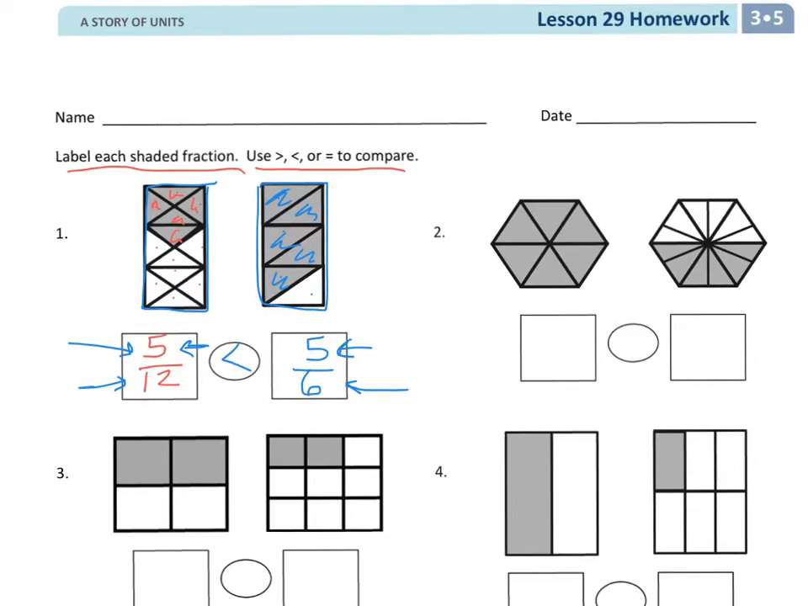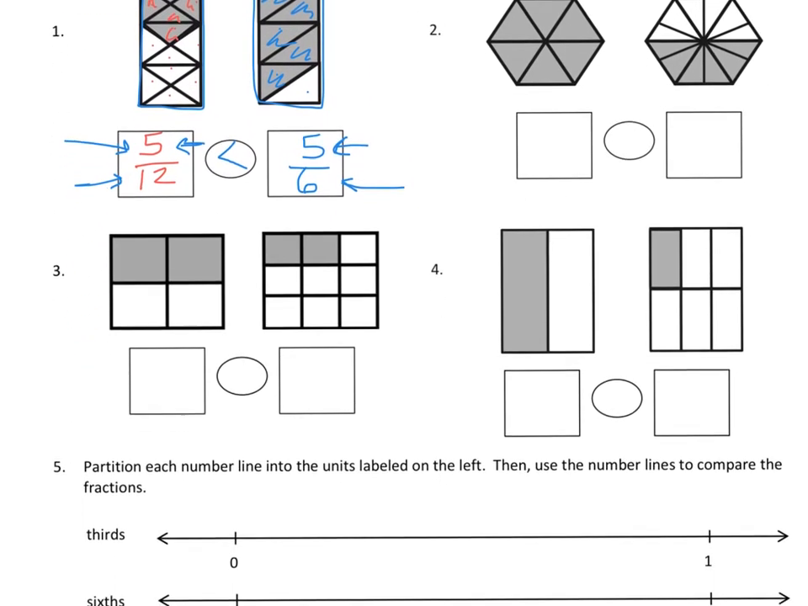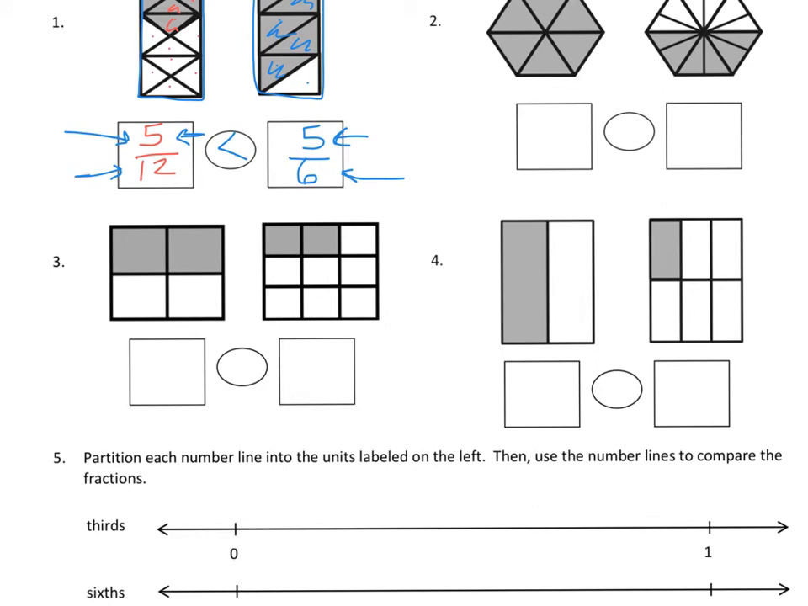So let's take a look at 3. And we're going to do the same thing. I'm going to first count my units for these, and I see that the rectangles or the shapes here, the whole amount, they're both the same size. So that's good that we're starting out with equal wholes. And I have 1, 2, 3, 4. So fourths. And I see that 2 of them are shaded. When I go to this other side, I have 1, 2, 3, 4, 5, 6, 7, 8, 9. And I have 1, 2 shaded.